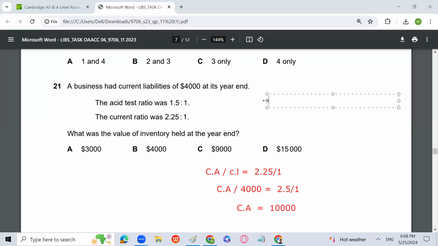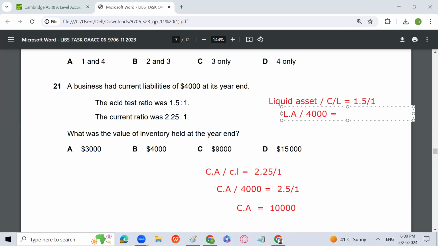Then the liquid ratio, the acid test ratio. The formula is liquid assets over current liabilities, and liquid assets do not include inventory. The ratio is 1.5 over 1. Liquid assets we don't know. Current liabilities are 4,000, which is given in the question, 1.5 over 1. So liquid assets, or the current assets without inventory, are 6,000. So the inventory will be current assets minus liquid assets, 10,000 minus 6,000, 4,000.